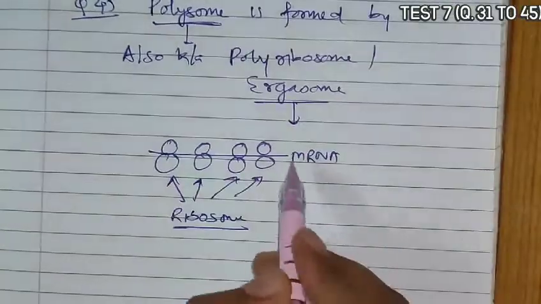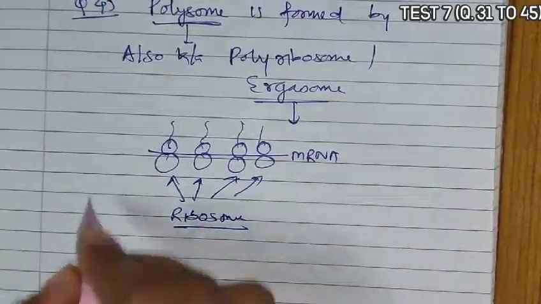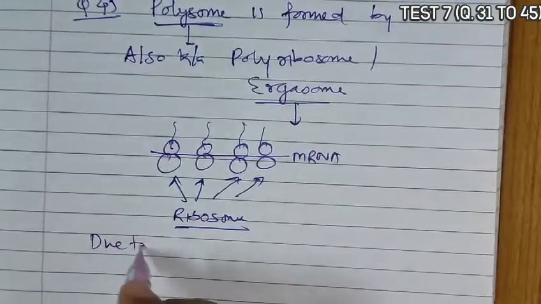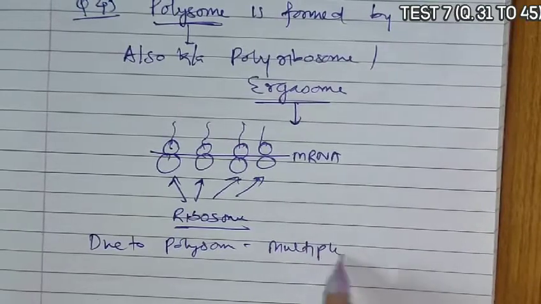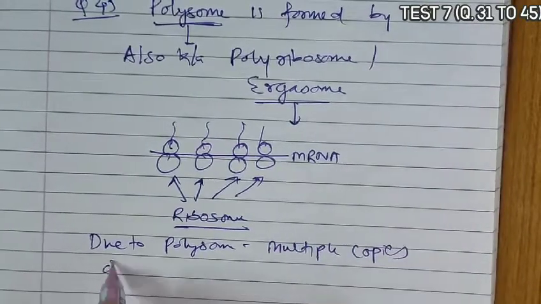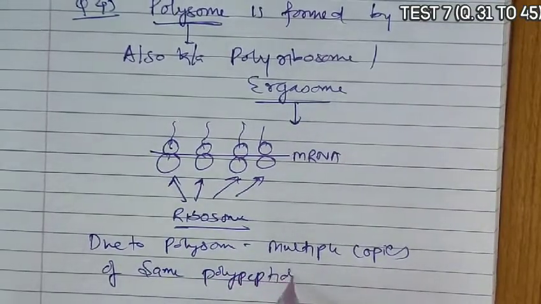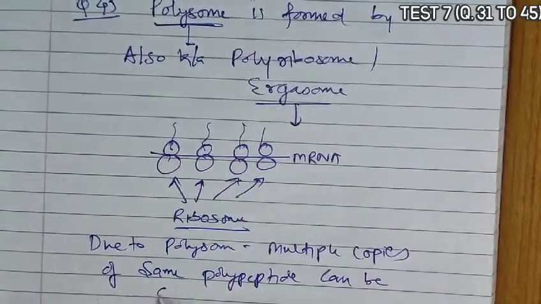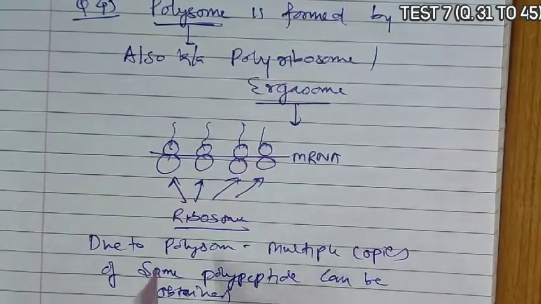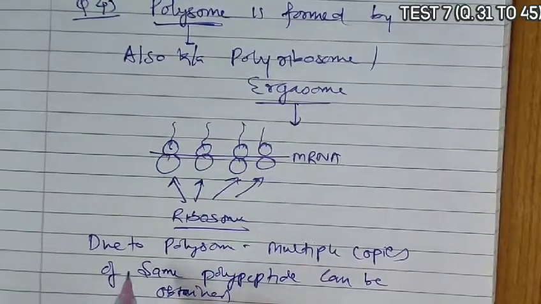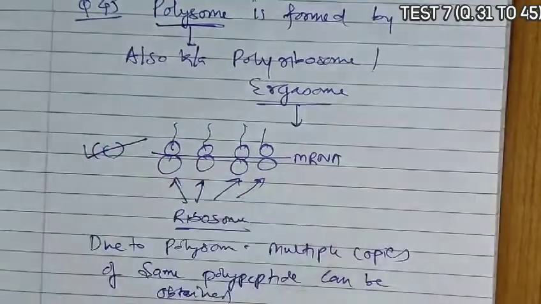Now what happens due to this polyribosome is the formation of several copies; multiple copies of the same polypeptide can be obtained. So the polysome is the structure where several ribosomes are attached to a single mRNA. So option C becomes the correct answer.